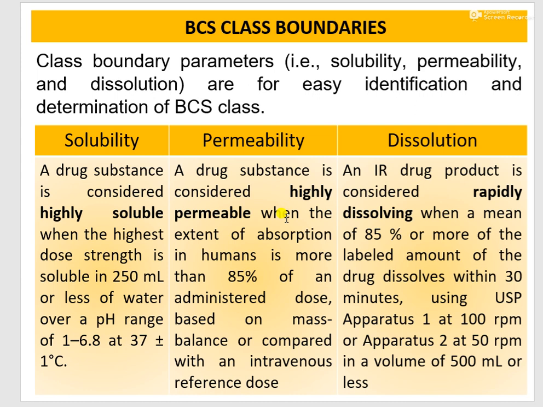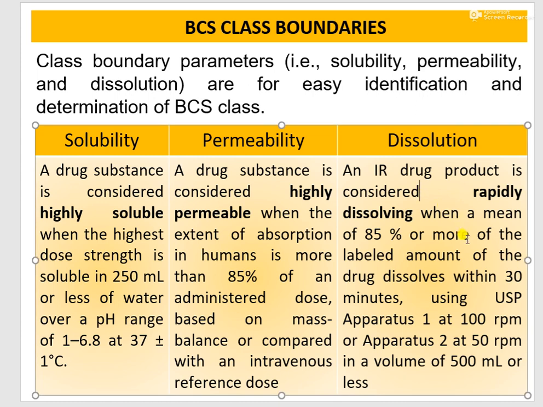Now when you say that drug is highly permeable, the drug is considered highly permeable when the extent of absorption in human is more than 85% of an administered dose based on mass balance or compared with intravenous reference dose. So the drug substance is considered highly permeable when more than 85% absorption is observed.